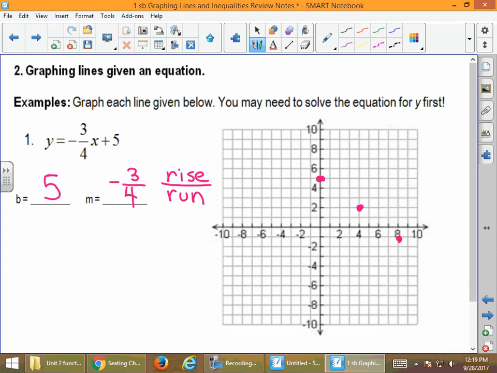We can also go in the opposite direction. Oftentimes I ask you to graph 3 points on a graph. But we went down 3 to the right 4. We can maintain the pattern by going up 3 and to the left 4. And that will give us a pretty solid set of points on the line.